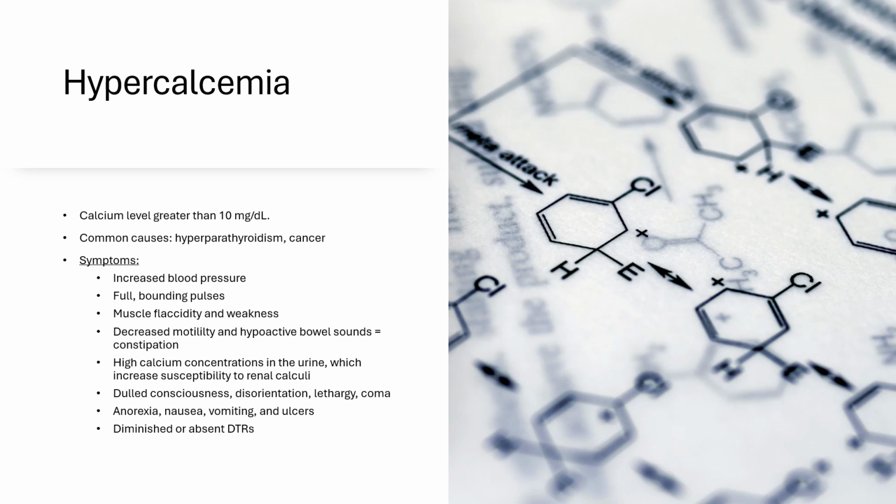Symptoms are increased blood pressure, full pounding pulses, muscle flaccidity, weakness. So you're looking at a difference between muscles that are overactive in hypocalcemia to underactive in hypercalcemia. Decreased motility, high calcium concentrations in urine, dulled consciousness, lethargicness, diminished or absent deep tendon reflexes, anorexia.